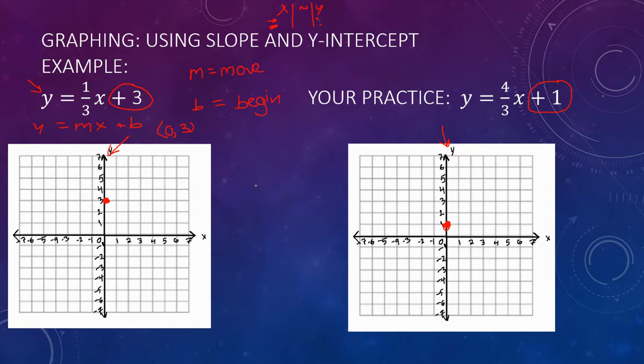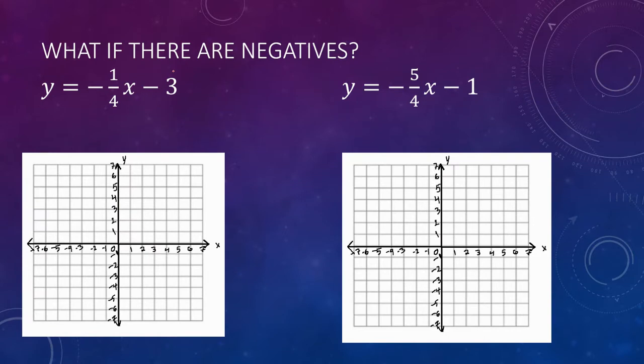Here, your turn to try it again. Here I have what if there are negatives. Where is your first dot going to go in the first graph? Well, B for begin is negative 3. I'm going to go on the y-axis to 0, negative 3 and graph that point. That's my first dot of that line.